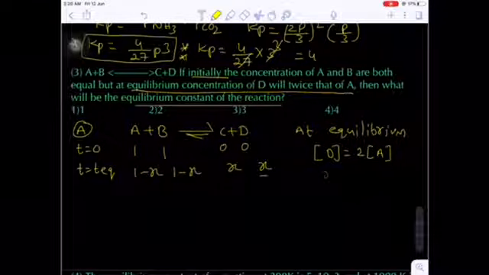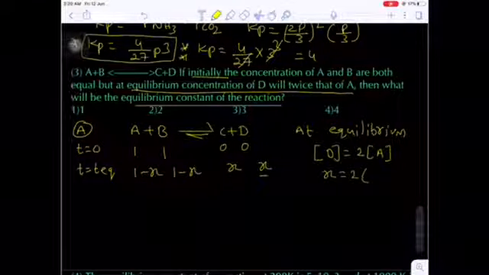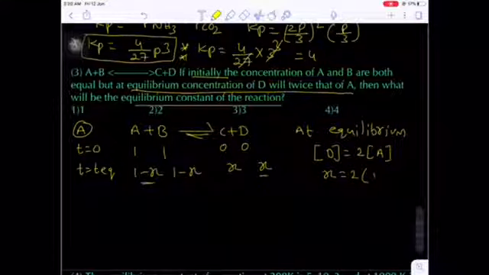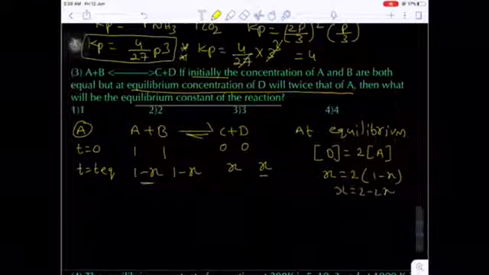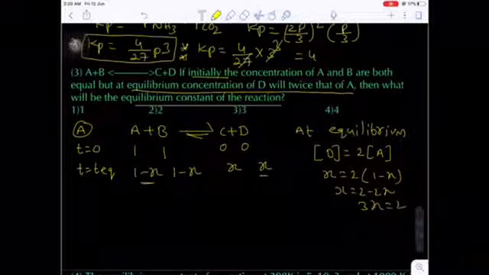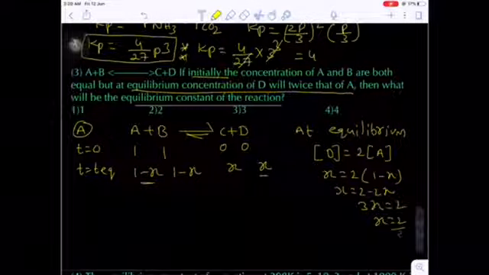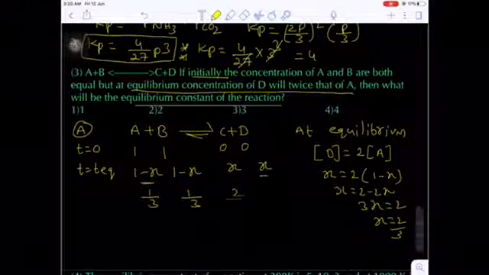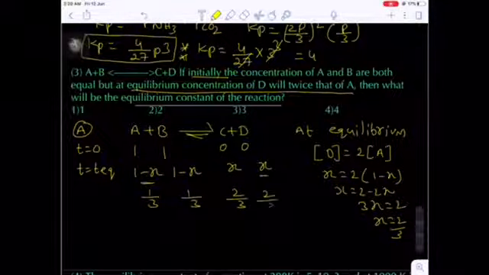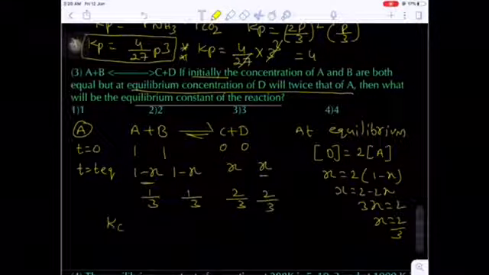What is the concentration of D at equilibrium? X is equal to 2 times the concentration of A at equilibrium, which is 1 minus X. So X is equal to 2 minus 2X. So 3X is equal to 2, so the X value is 2 by 3. If X is 2 by 3, then 1 minus 2 by 3 is 1 by 3. So A is 1 by 3, B is 1 by 3, C is 2 by 3, and D is 2 by 3.